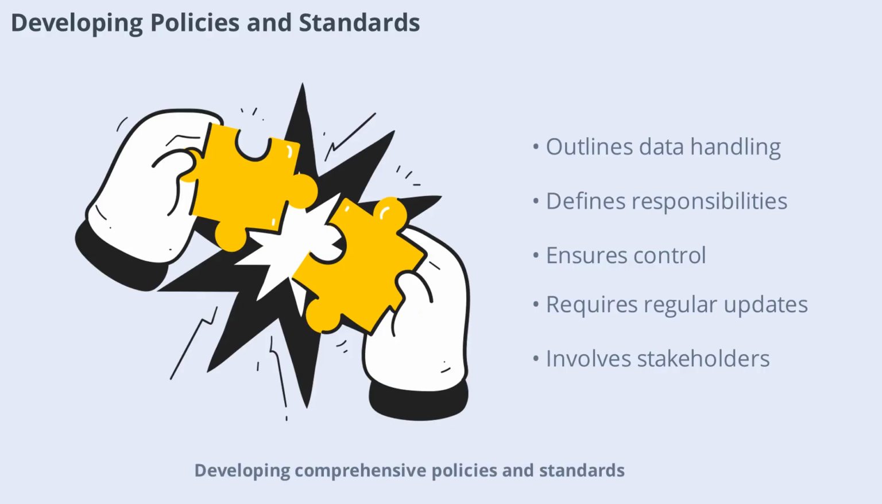Developing comprehensive policies and standards is a cornerstone of data governance. These documents outline how data should be handled, who is responsible, and what controls are in place. Policies and standards should be clear, accessible, and regularly updated. Involving stakeholders in their development ensures buy-in and relevance.